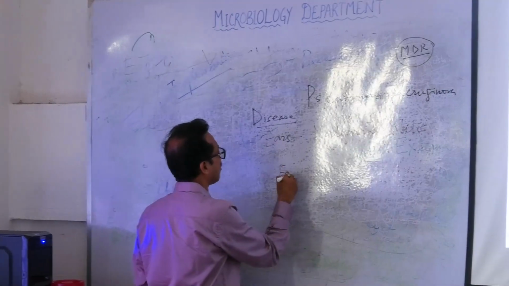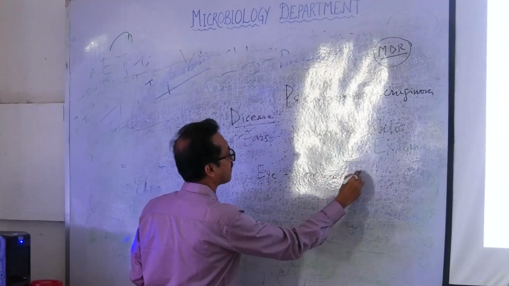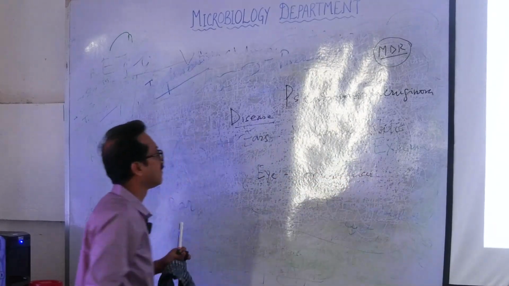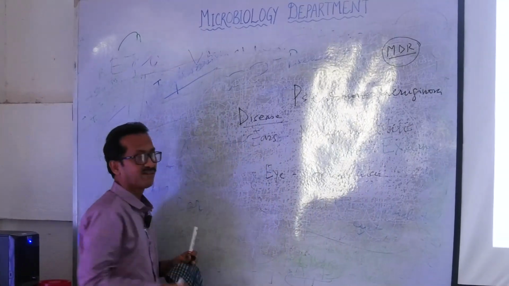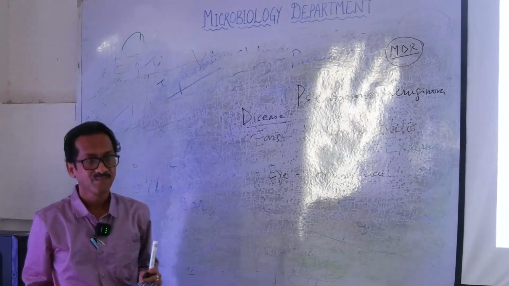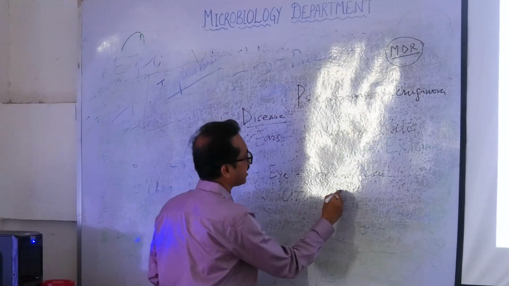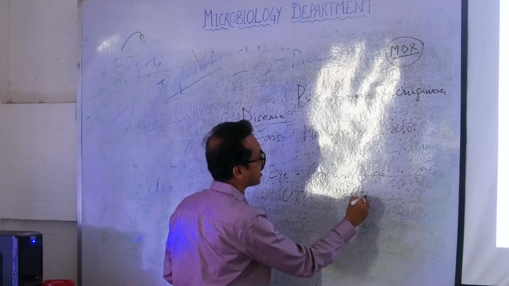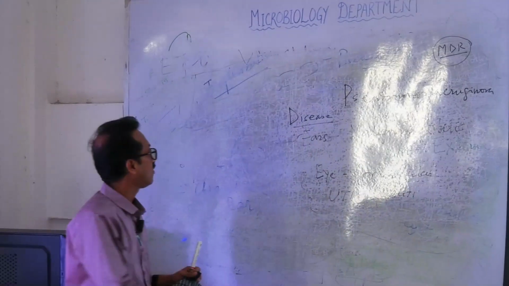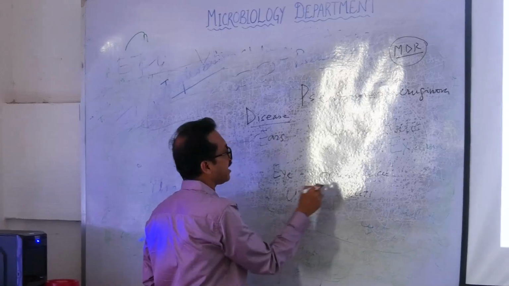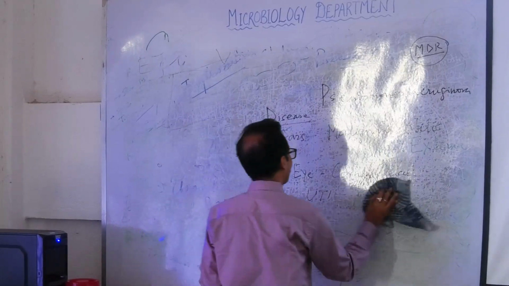Eye. It can cause corneal ulcer. Anything you can add? UTI, it can also cause hospital acquired UTI, like catheter-associated UTI or any hospital acquired UTI caused by Pseudomonas. So malignant otitis externa, corneal ulcer, catheter-associated UTI. Anything else?